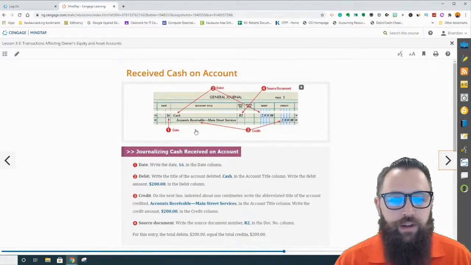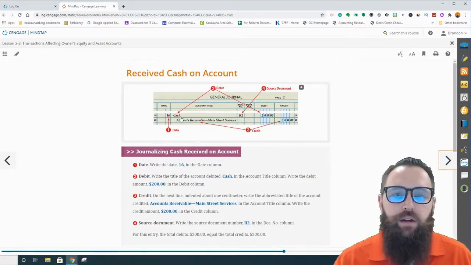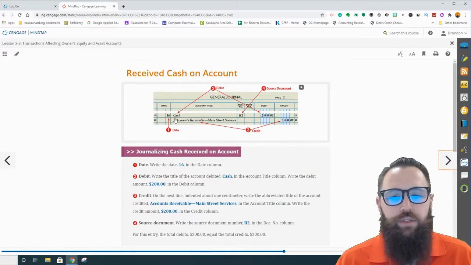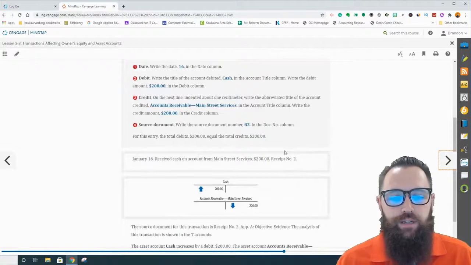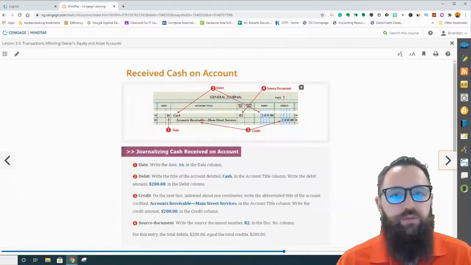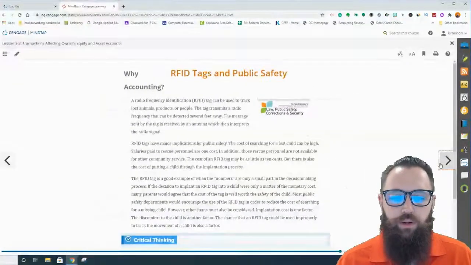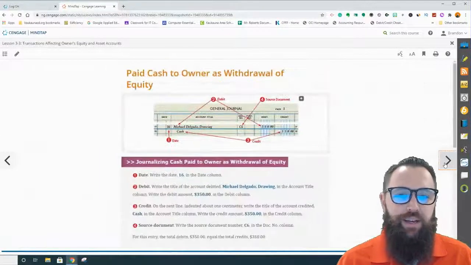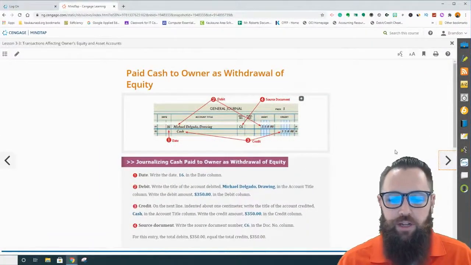And once again, we write in our date, then we write in our debited account, which is cash, and our credited account, which is accounts receivable. And then we put in our source document, which here is receipt number 2. Once again, you've done all these transactions. All we're doing now is placing them in our general journal. We're journalizing in the journal.